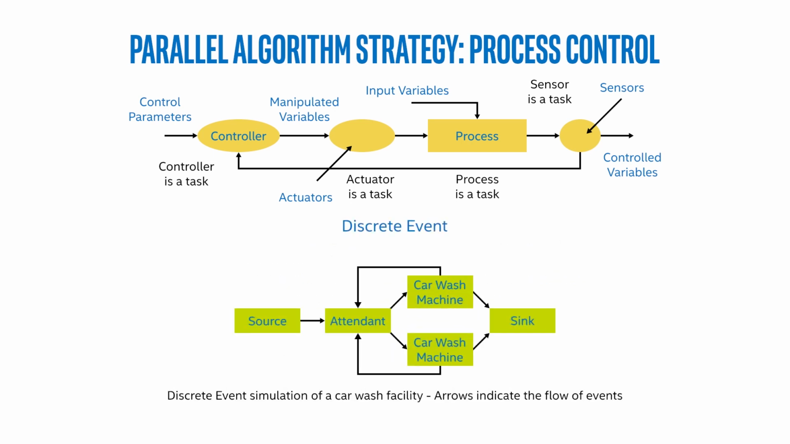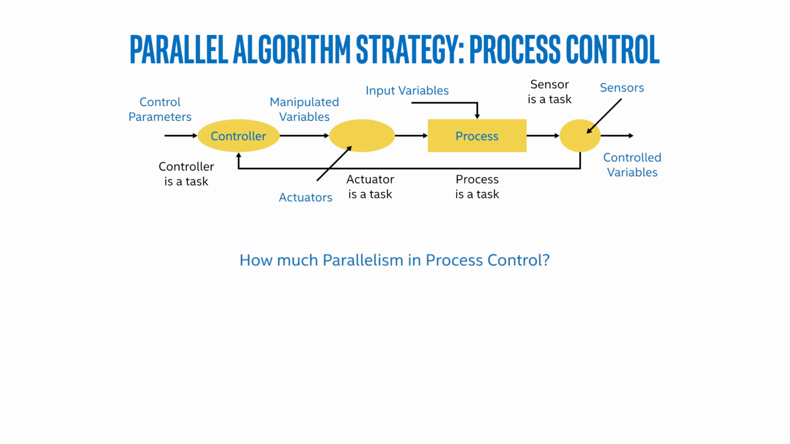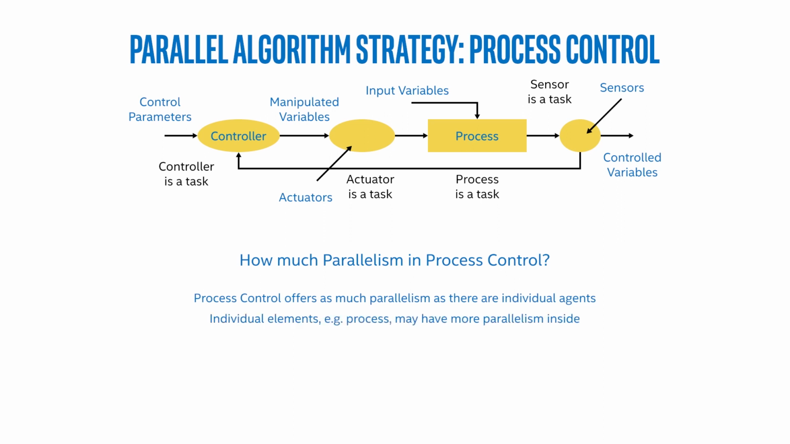Well, this may be one of our cases where we have a natural mapping onto discrete event. The way I think about discrete event is it's simply task parallelism, which we already identified in the process control, together with some sort of time ordering and a timestamp. How much parallelism do we get? Again, we essentially get as much as there are individual tasks, one for the controller, one for the actuator, for the process, and the sensors.